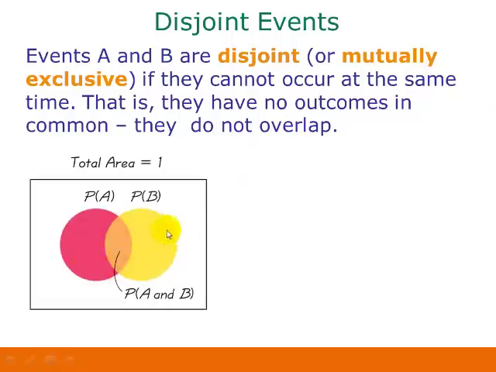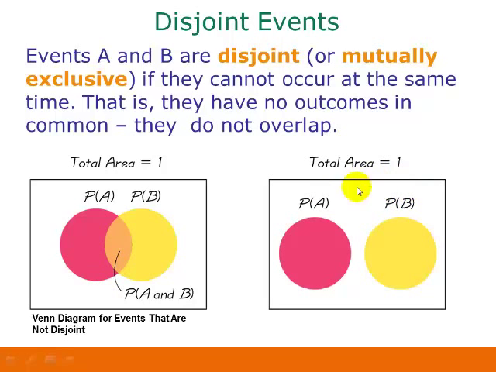So here's a picture of two events that do have an overlap. Notice we've got two circles here. We've got an overlap in the middle. So these two events are not disjoint. These two events are disjoint because they don't have any overlap.